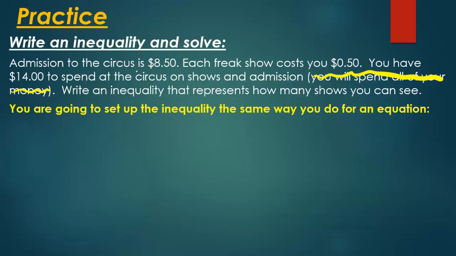So again, we're going to set up this inequality just like you would an equation. Okay, we see this word each. Okay, so that tells us that what follows it, that 50 cents, is part of the same sentence. So that means that 50 cents is going to get the variable. So we know that that's going to be 0.5x. Okay, we know that admission is $8.50. So we know we have to pay that up front. That doesn't change. That's our constant. Okay, and then the $14, that's our largest number.